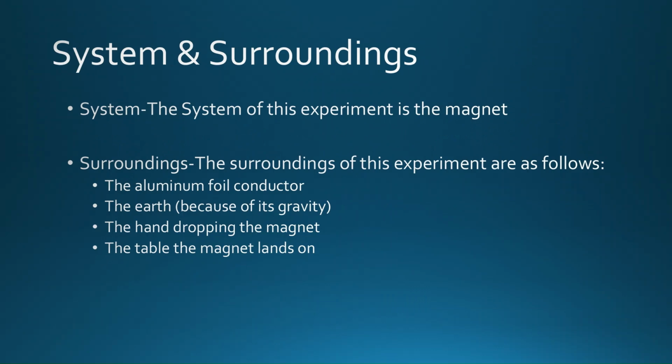System and surroundings. System. The system of this experiment is the magnet. Surroundings. The surroundings of this experiment are as follows: the aluminum foil conductor, the earth because of its gravity, the hand dropping the magnet, and the table the magnet lands on.